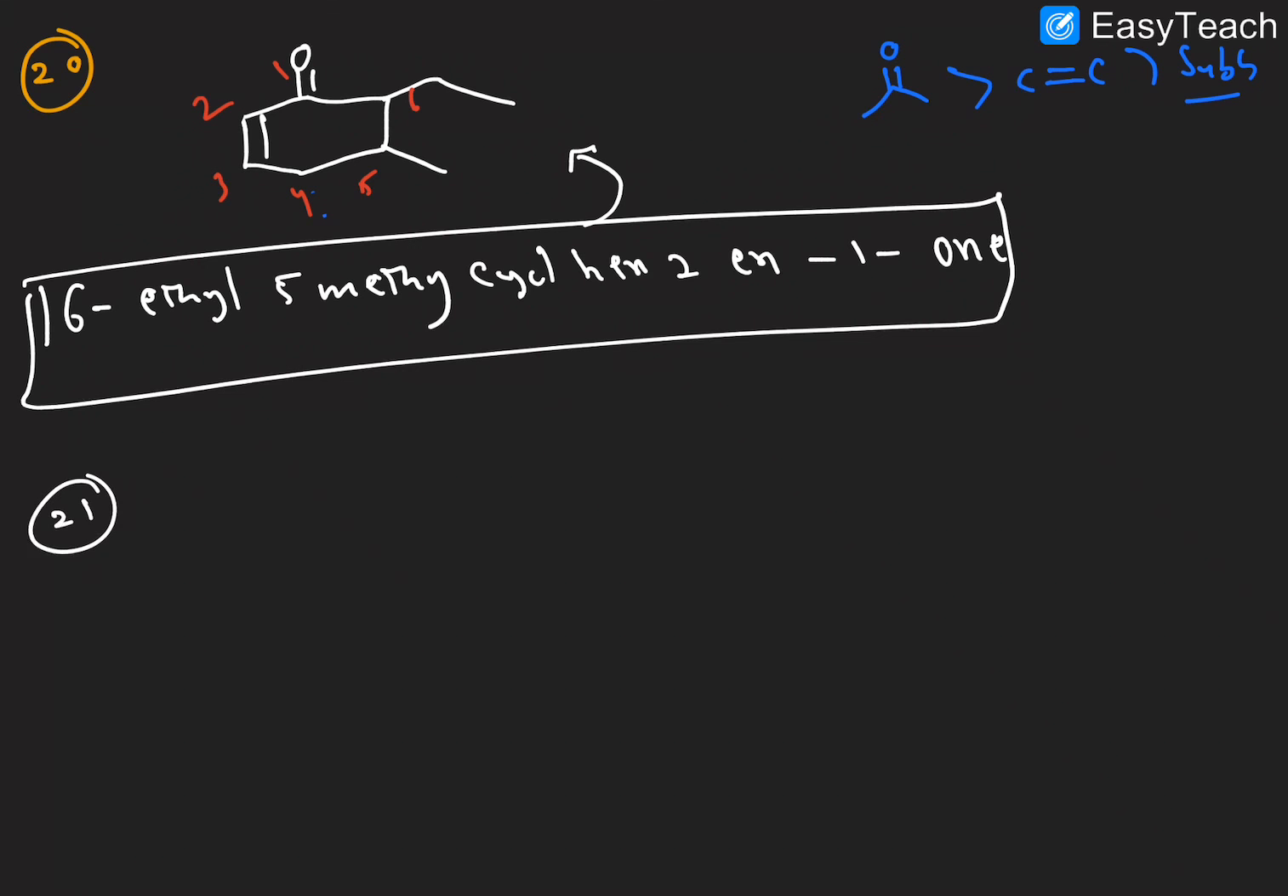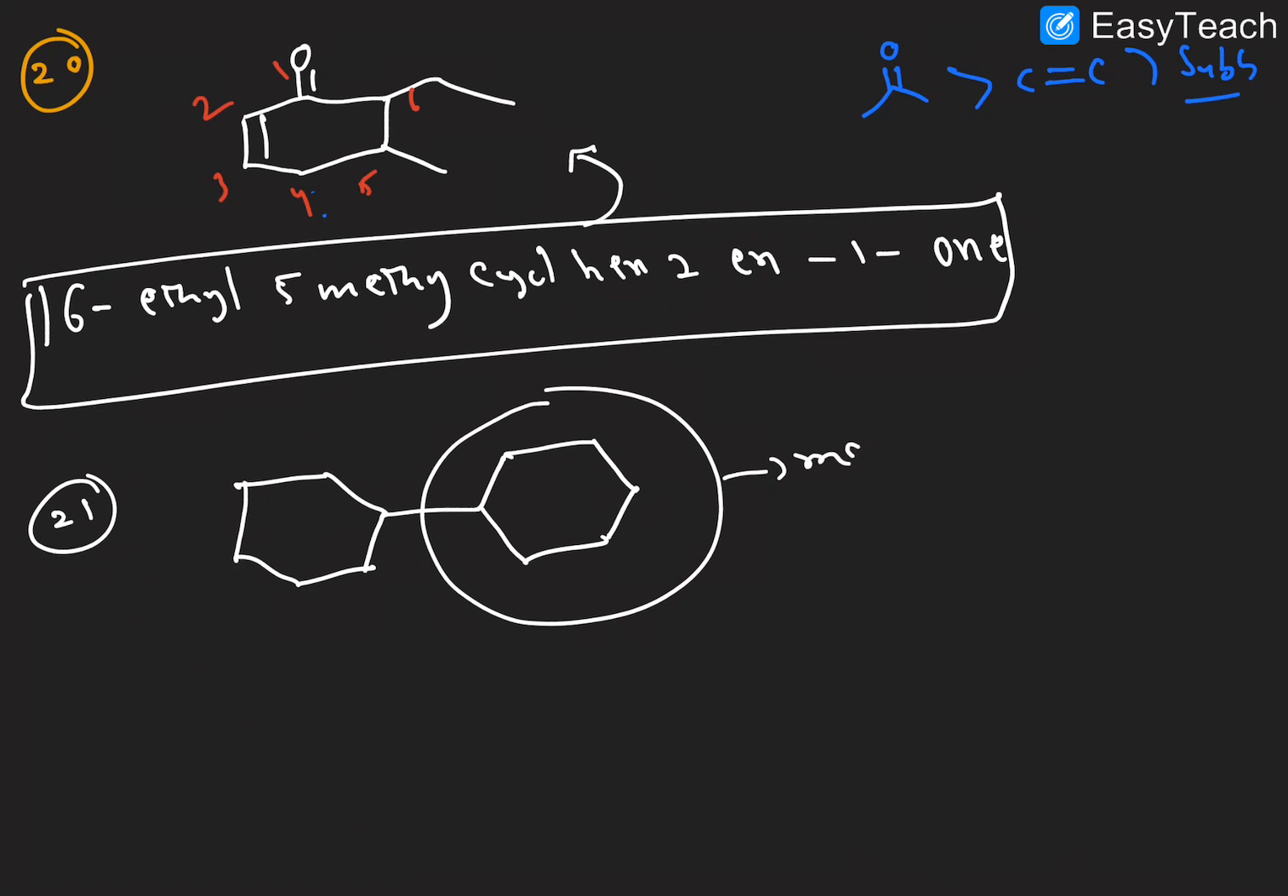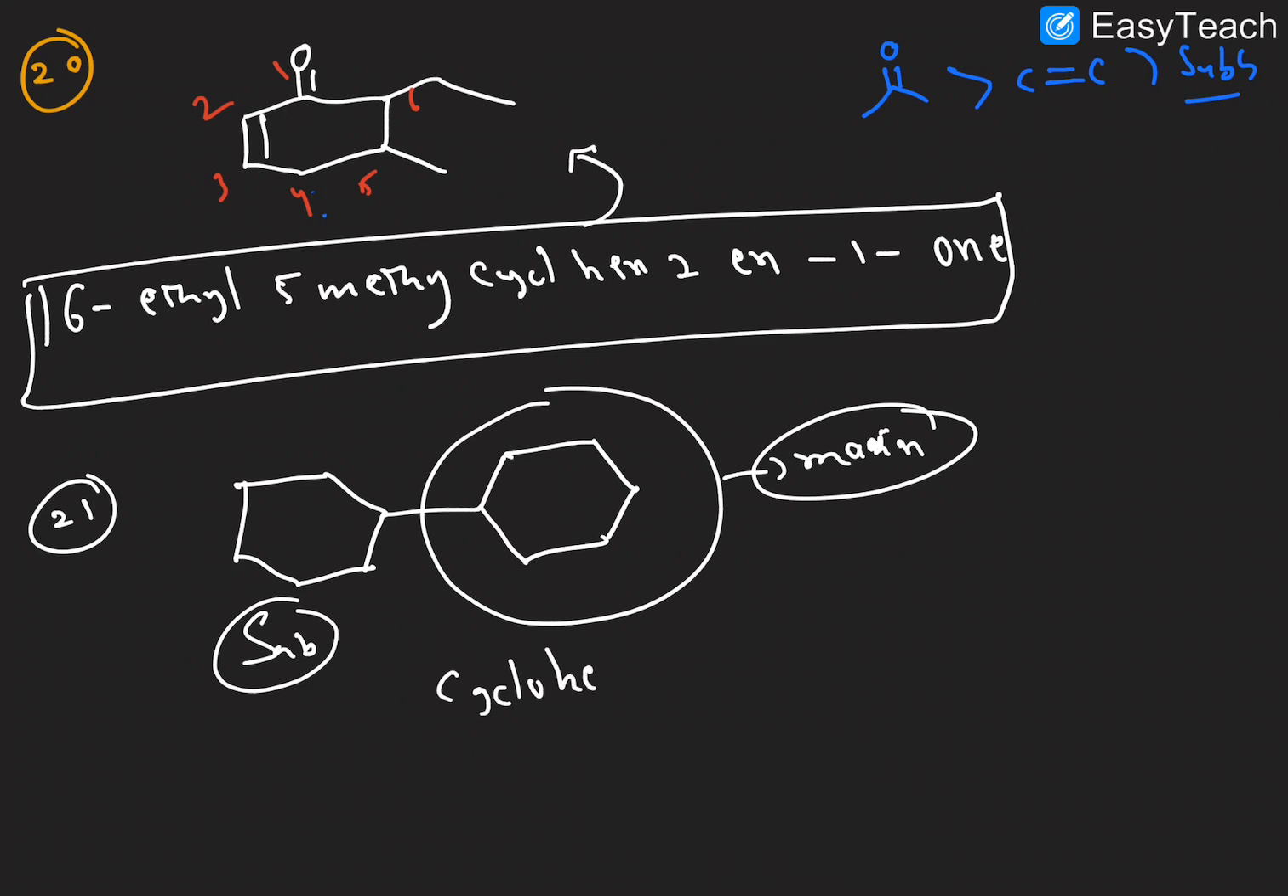Okay, and then next one, example number 21, two cyclic groups. This is the compound. First, we have to consider the main chain. I am considering this as the main chain, and the remaining is a substituent. So how will we write this substituent name here? Cyclo, a very easy compound, cyclohexyl. This is the substituent, cyclohexyl.